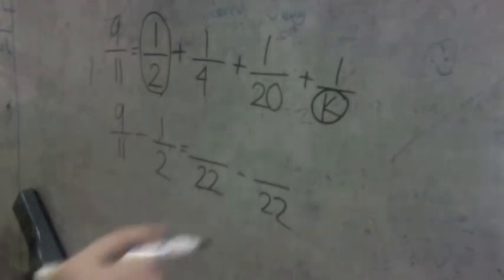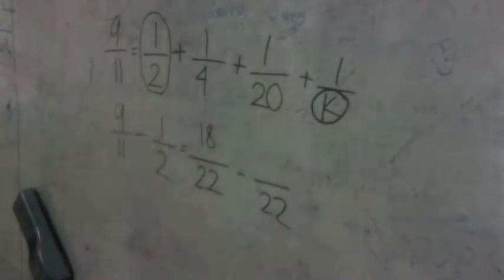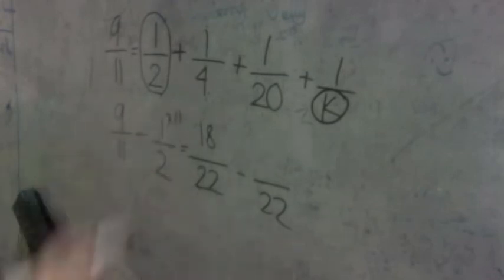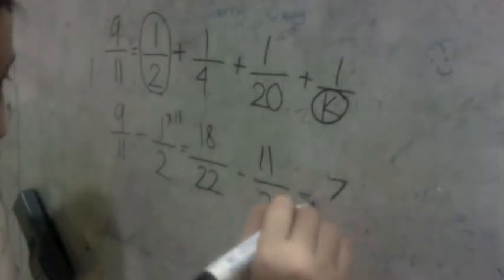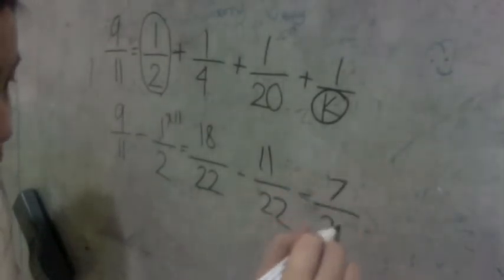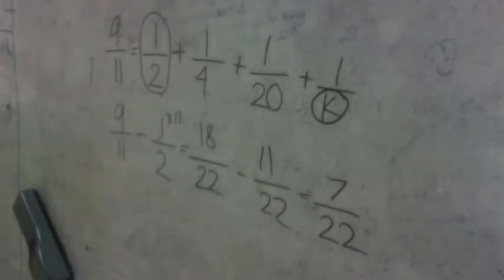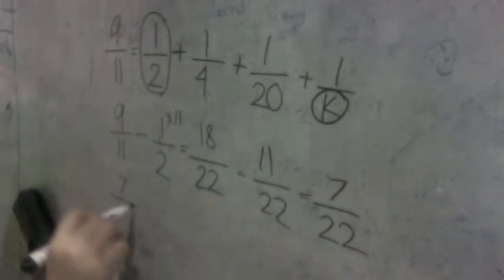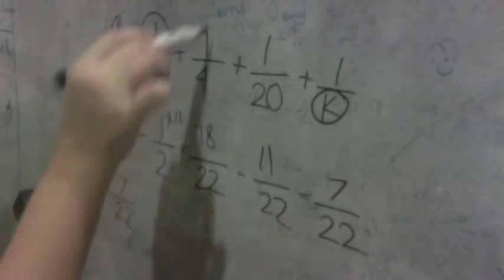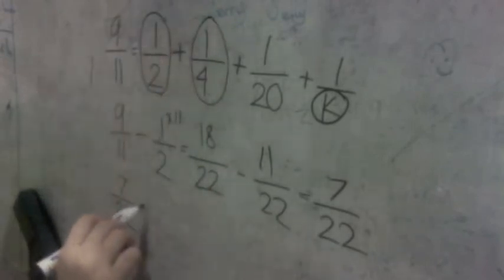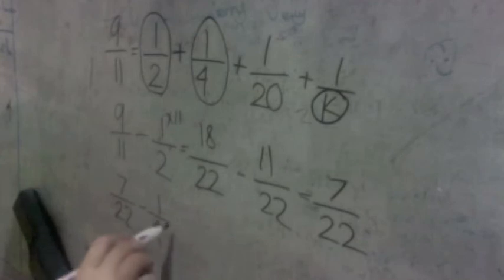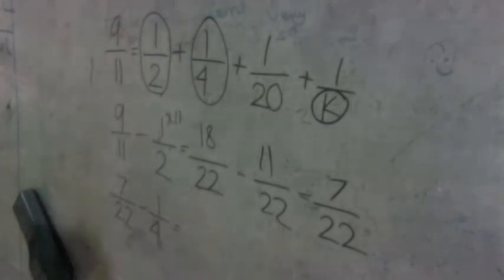So we're going to multiply 9 by 2, which is 18. And we're going to do the same here. So 22 divided by 2 is 11, so we're going to multiply 1 by 11, which is still 11. And it equals 7 over 22. Now, 7 over 22 will be subtracted by this fraction. So we're going to find the common denominator again.